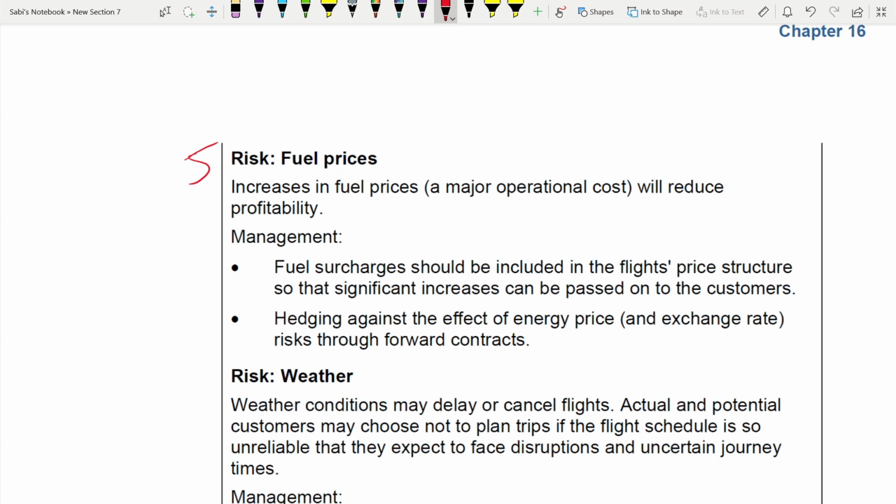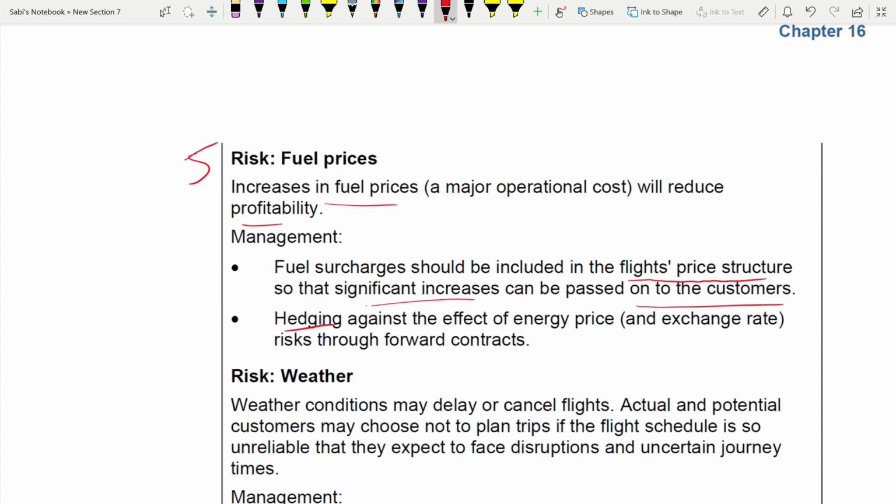Okay, fuel prices. If the fuel prices increase, what happens? Profit reduces. So what should management do? Make sure they have a flight price structure. It should be included, so that if any significant increases occur in the flight price, it is passed on to the customer. Second, use hedging.